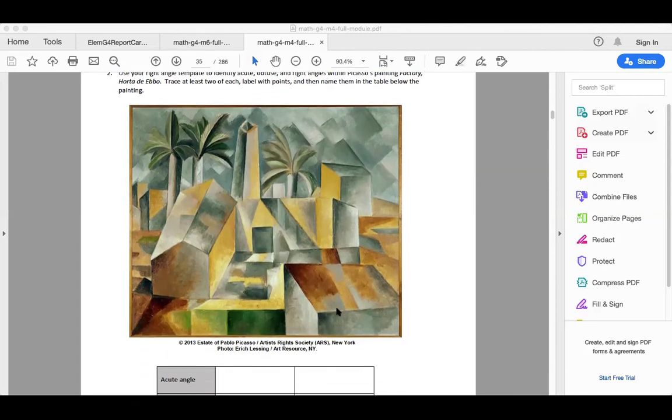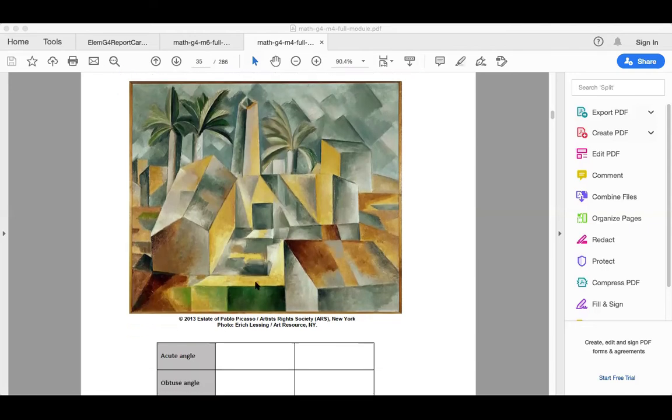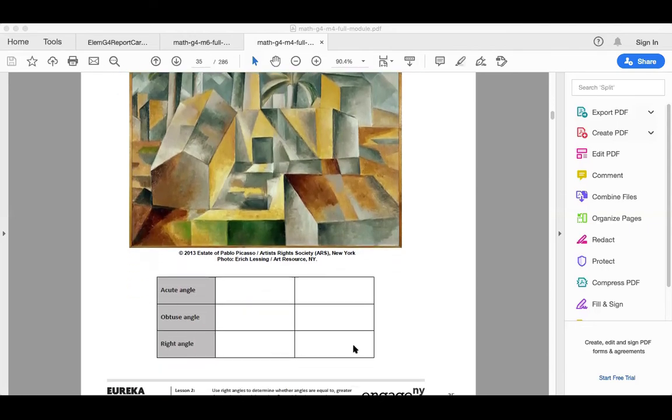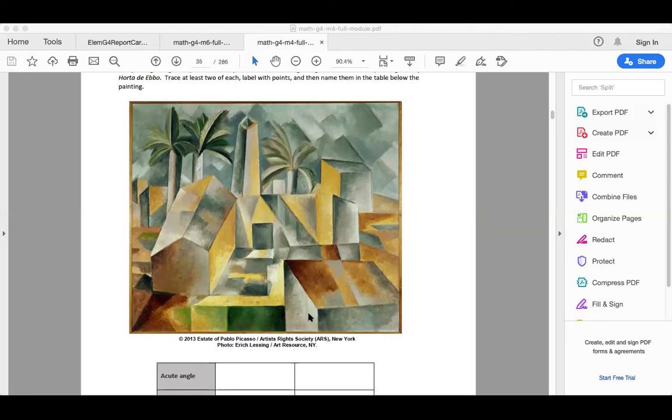All right, so you're going to see a picture of this painting. Yours will not be in color. Yours will be in black and white. And then there is a table here. The table is represented with this row being acute angle. So how many acute angles can you identify in this painting? How many obtuse and how many right angles can you identify? I'm going to show you how to do it so you're not confused.